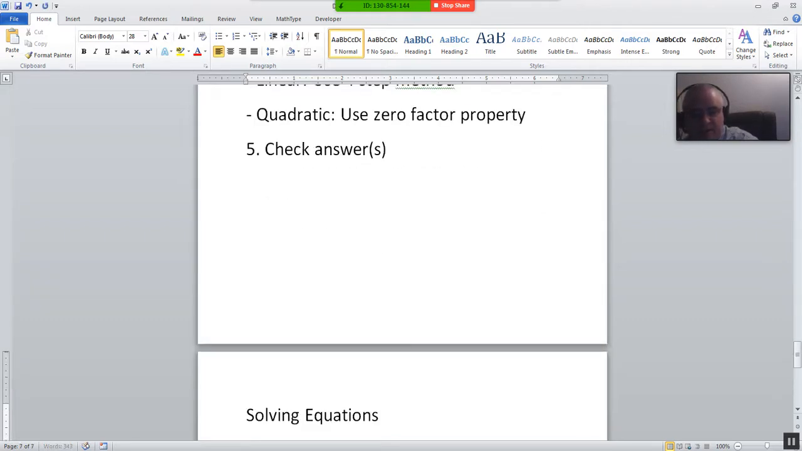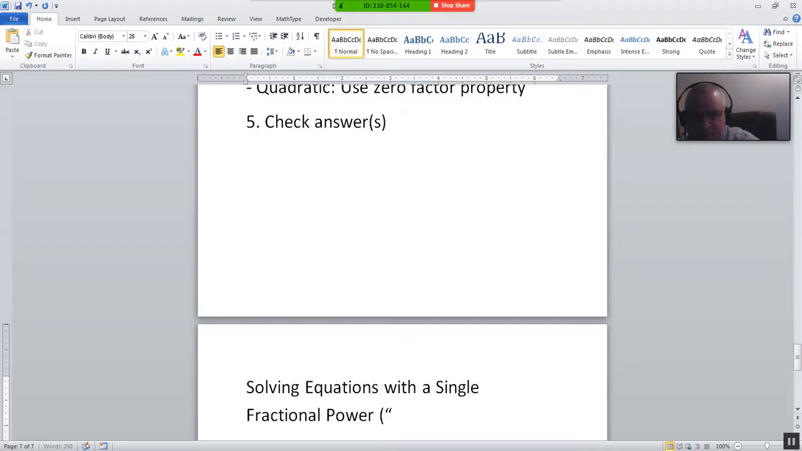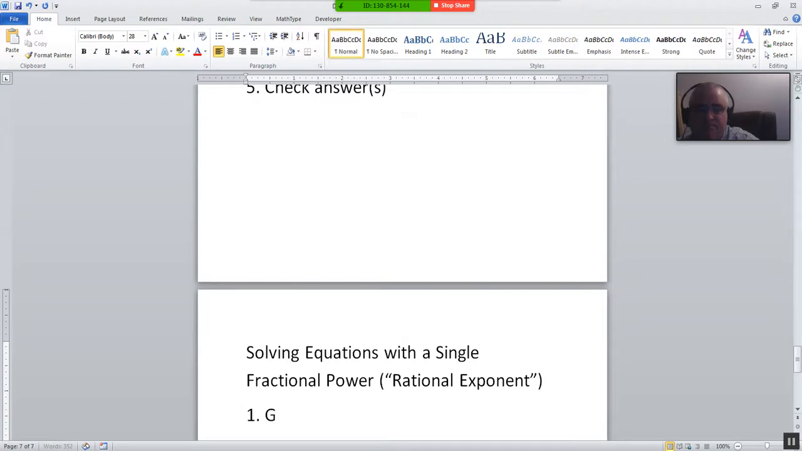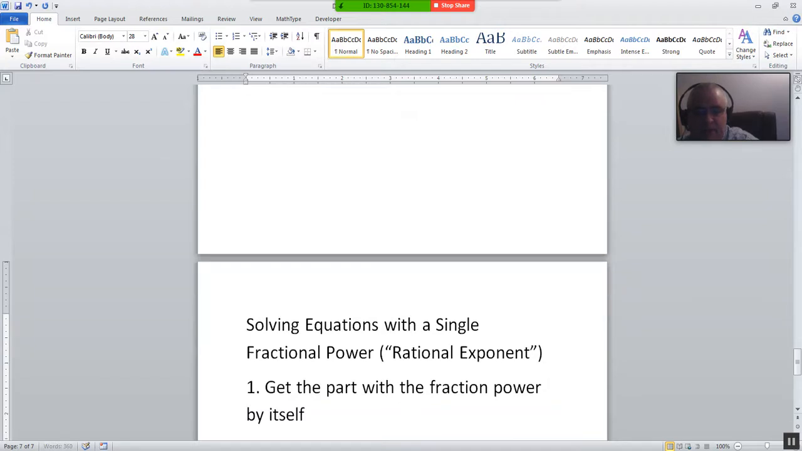Solving equations with a single fractional power, rational exponent. Step 1. Get the part with the fractional power by itself on one side of the equals.